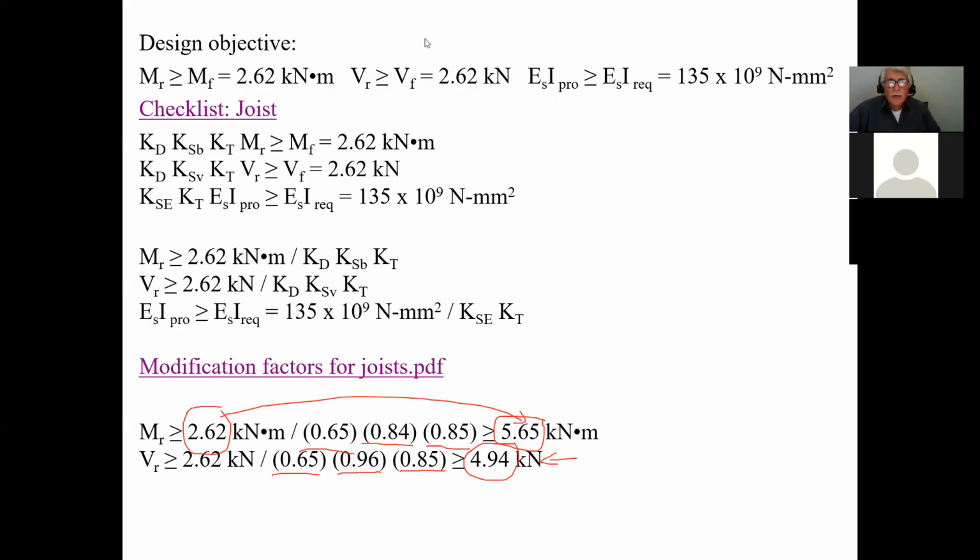And the same thing happens for the stiffness. So for the stiffness, I have ES provided. Instead of having 135, the ES in the table has to have at least a value of 151. I hope that's clear to everybody.